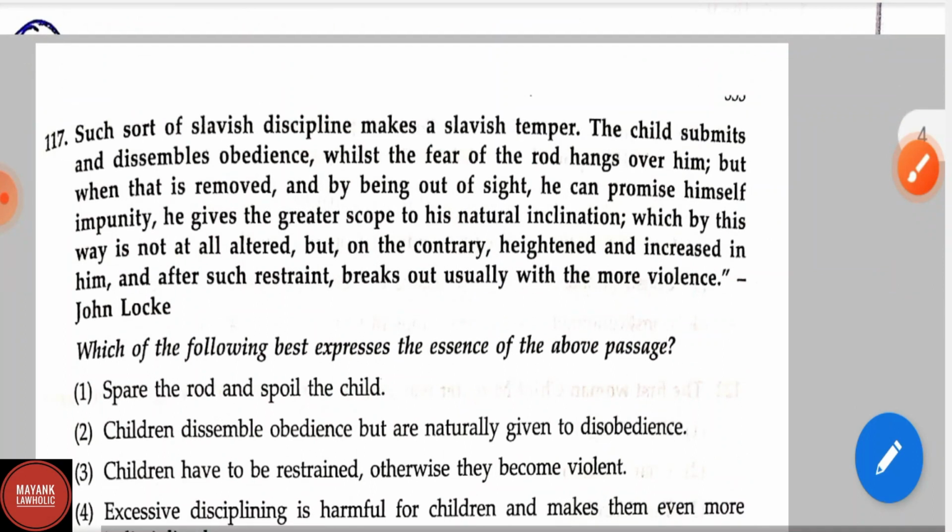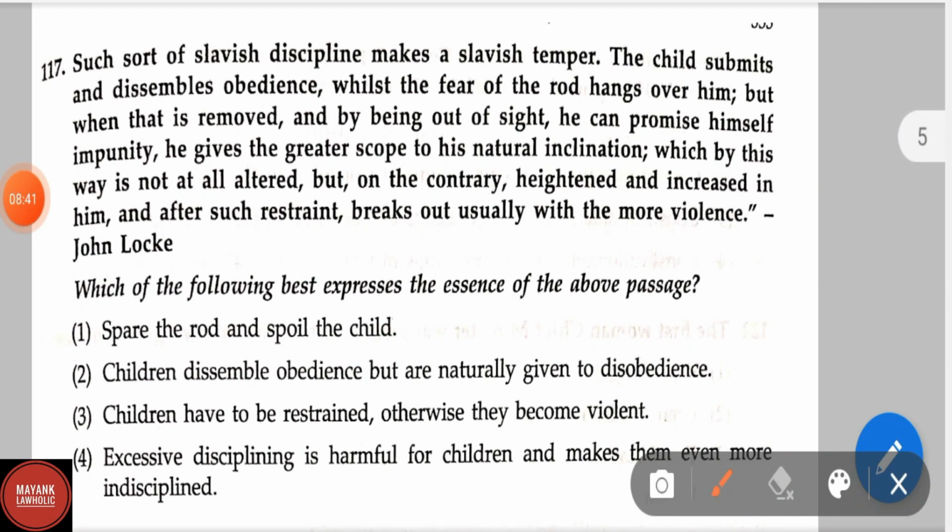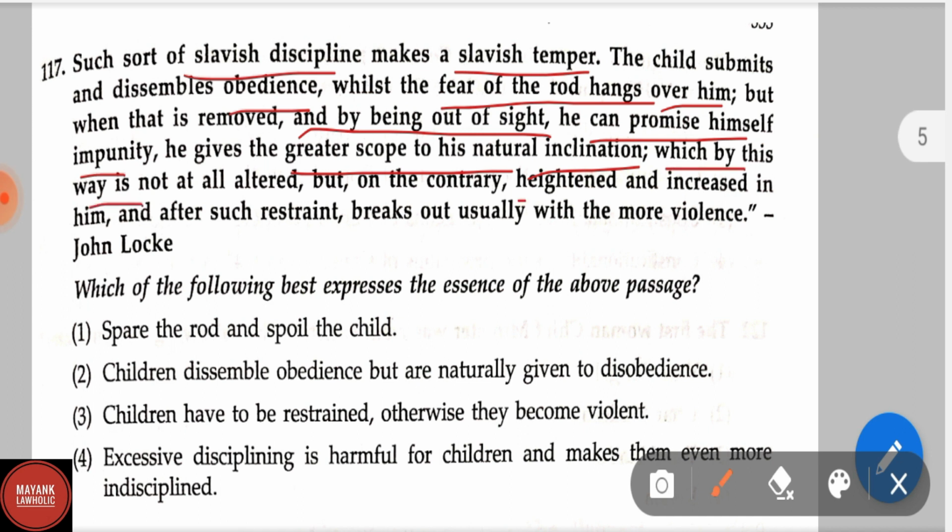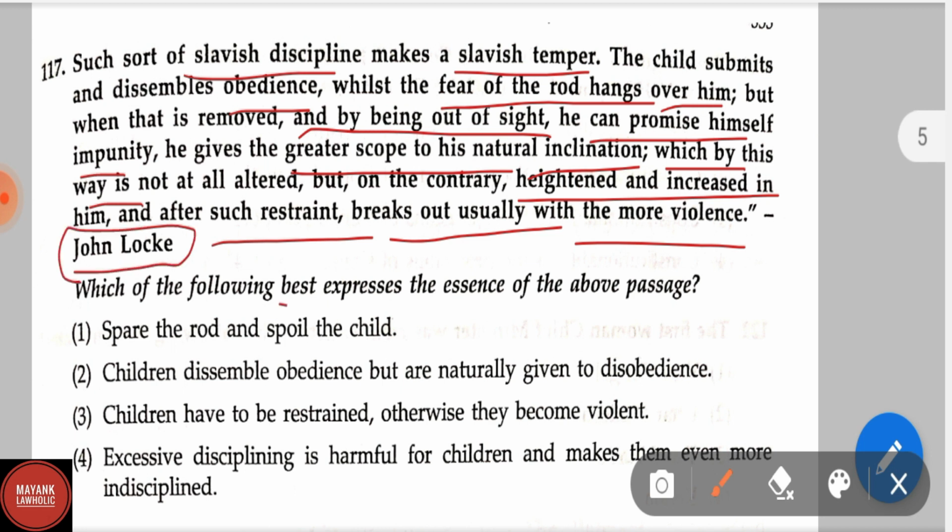Now let us see the question number 117. Such sort of slavish discipline makes a slavish temper. The child submits and dissembles obedience, whilst the fear of the rod hangs over him. But when that is removed, and by being out of sight he can promise himself impunity, he gives the greater scope to his natural inclination, which by this way is not at all altered, but on the contrary heightened and increased in him, and after such restraint breaks out usually with more violence. John Locke. Which of the following best expresses the essence of the above passage?